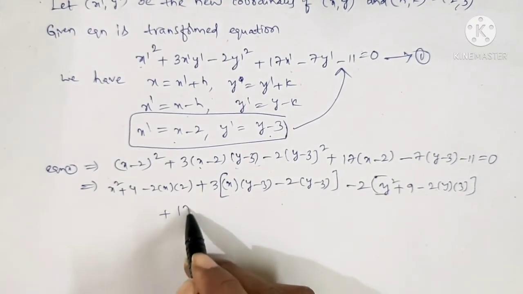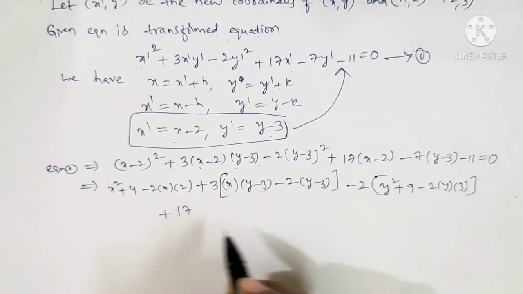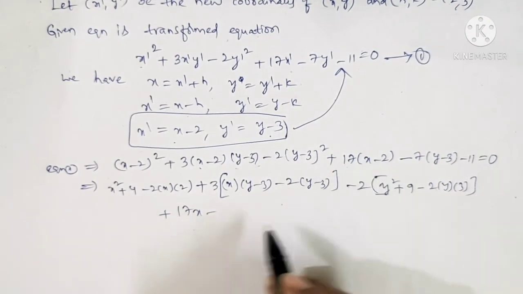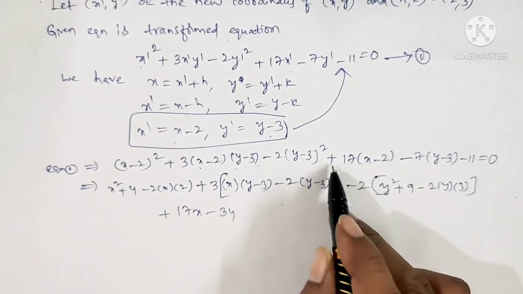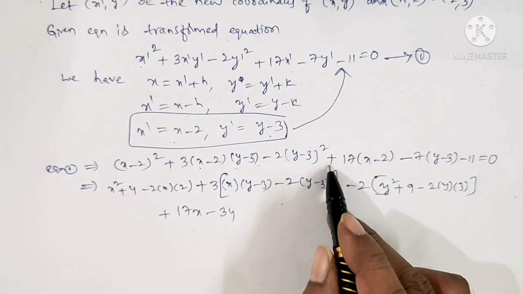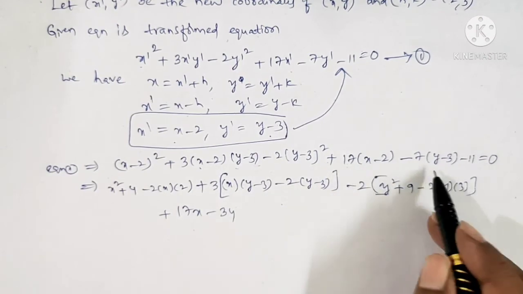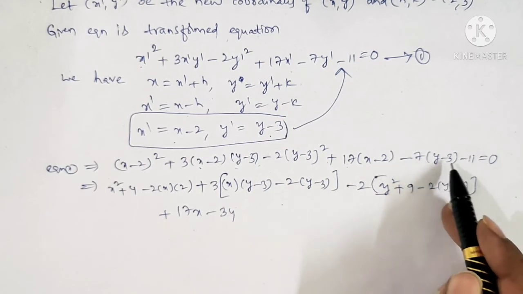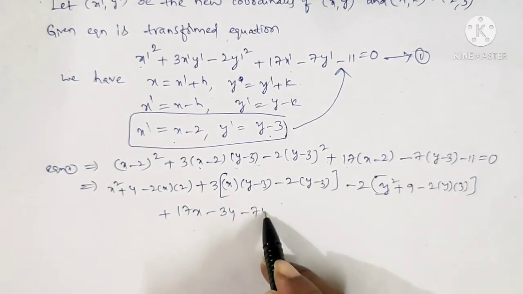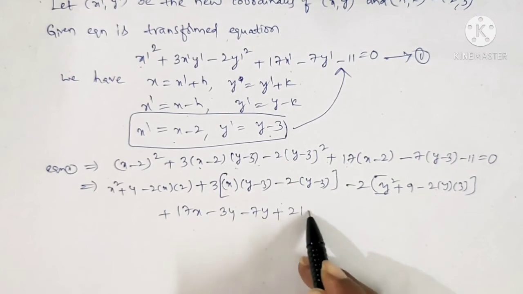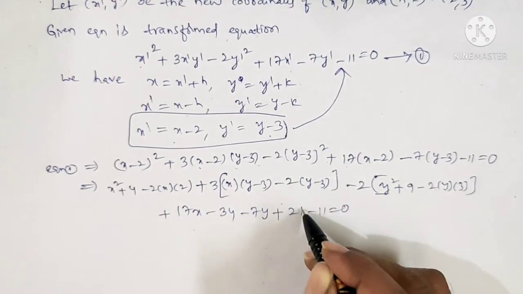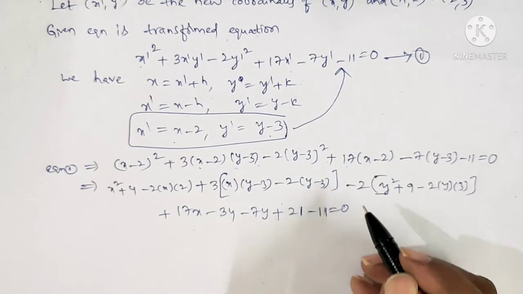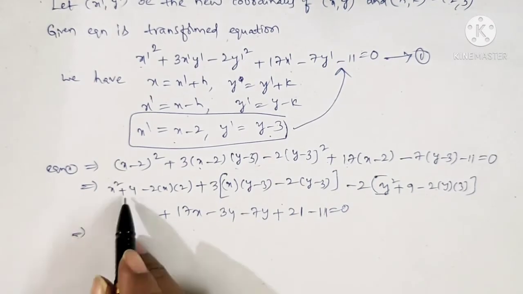Plus 17 times (x minus 2): 17 into x is 17x, minus 17 into 2 is 34. No change in the signs here because before the bracket there is a plus sign. But here it is minus 7, a negative sign, so the signs will be changed: minus 7y, minus into minus plus, 7 3s are 21, minus 11 is equal to 0. Clear?